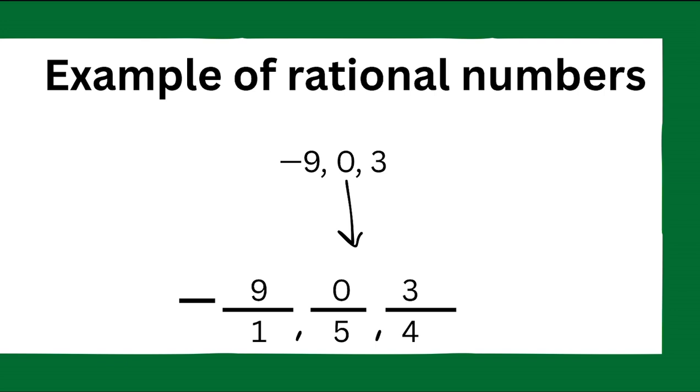Now, if you take a look at that 0 over 5, you see that 0 is the numerator and not the denominator, and that's a very important rule that we have here when dealing with rational numbers, that 0 has to be the numerator, okay?